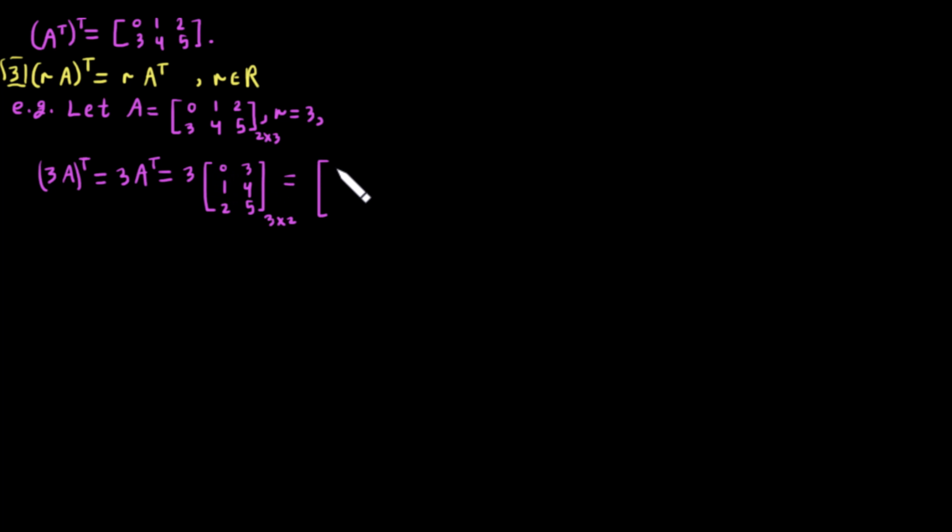3 multiplied by 0, which is 0. 3 multiplied by 3, which is 9. 3 multiplied by 1, which is 3. 3 multiplied by 4, which is 12. 3 multiplied by 2, which is 6. 3 multiplied by 5, which is 15.